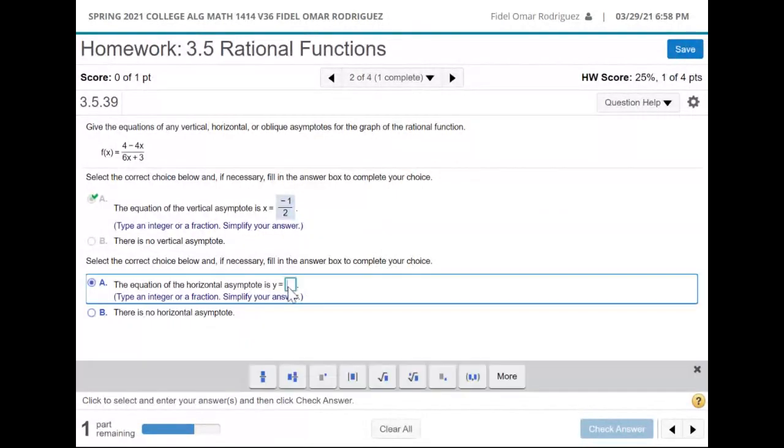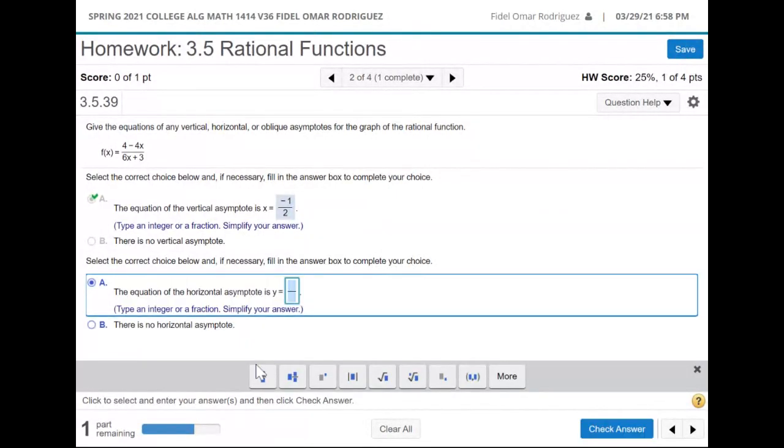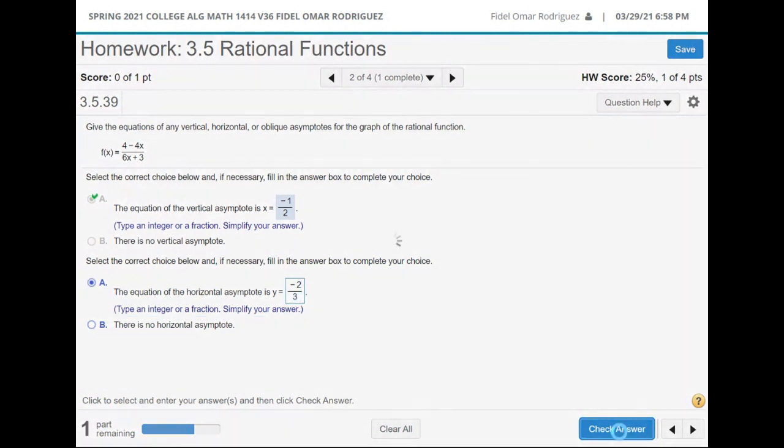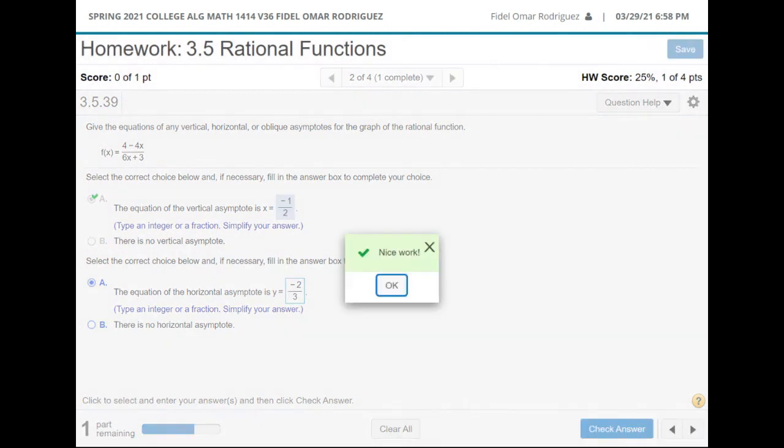So I will stop sharing this part right here, and I will come back to my problem. And let's see, here we go. I click on this, get my fraction going, and negative 2 over 3. And I will checkity check my answer. And there we go. Right?